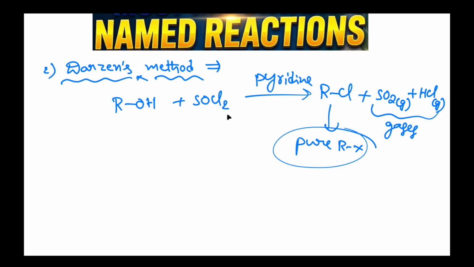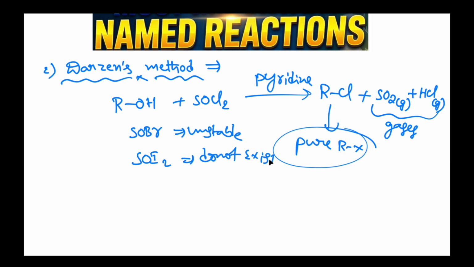Alkyl bromides and alkyl iodides cannot be obtained by this method because SOBr2 is unstable and SOI2 does not exist. Only SOCl2 is available. So when alcohol reacts with thionyl chloride in the presence of pyridine, we get alkyl chlorides in good yield.